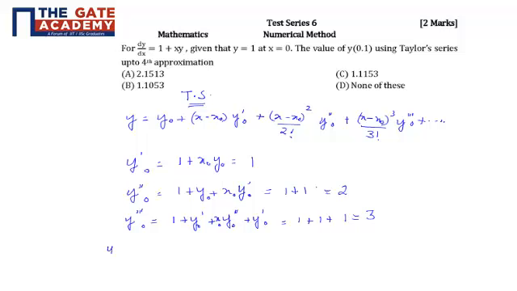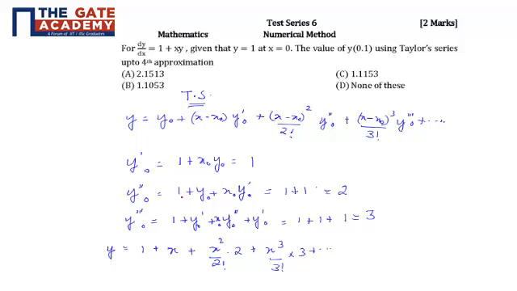So if I am rewriting the value of y, I will have 1 plus x minus x0, that is x minus 0, that is simply x. So this would be 1 plus x times 1 plus x square divided by 2 factorial times 2 plus x cube divided by 3 factorial times 3 plus so on.